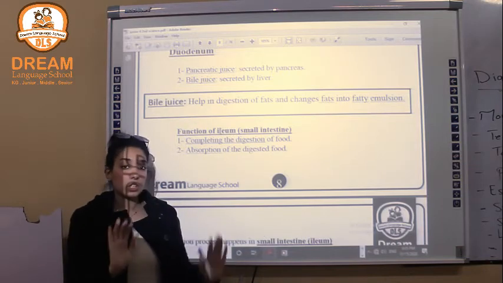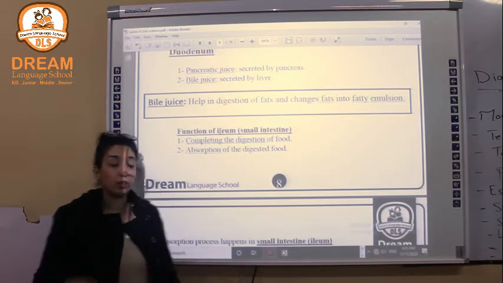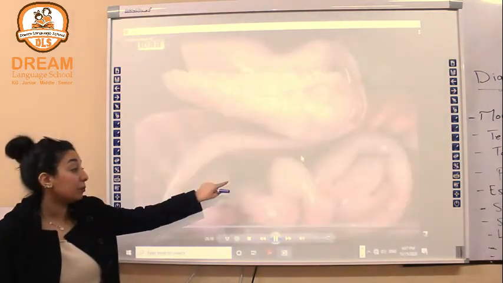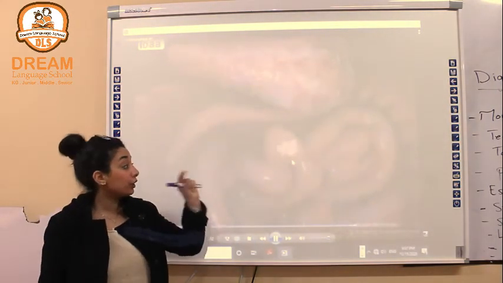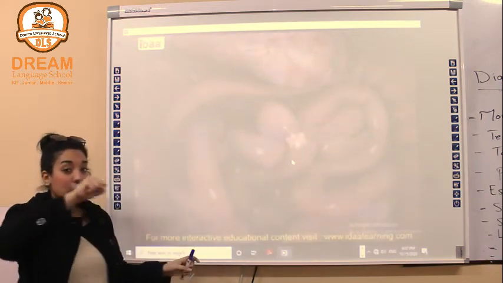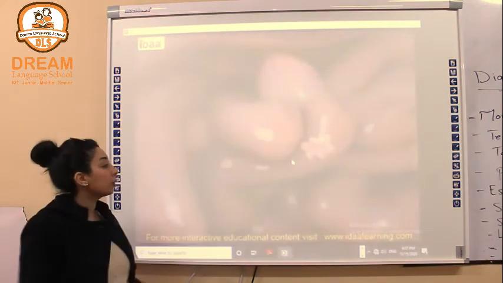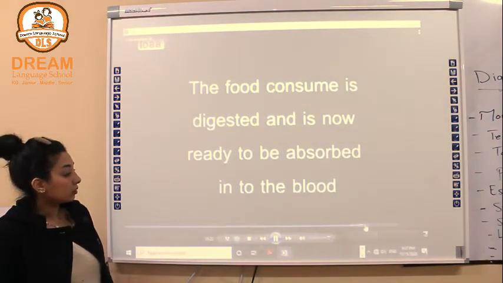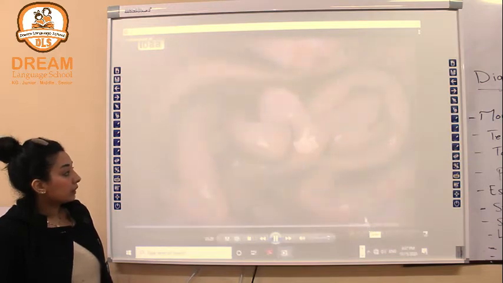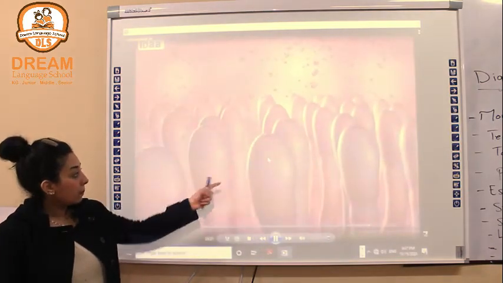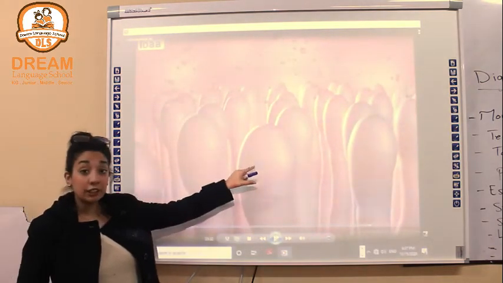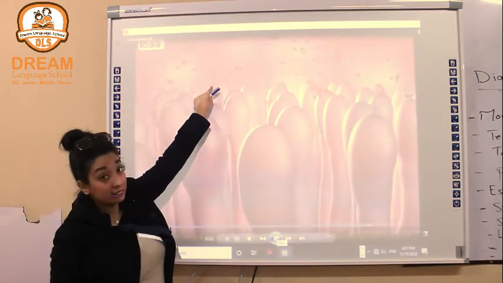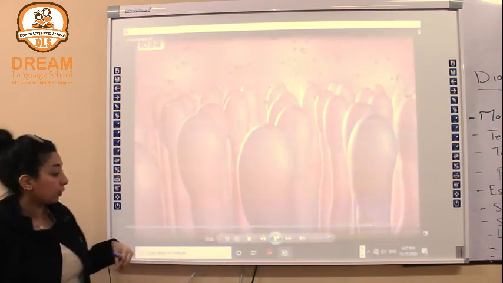Ileum, complete digestion. Incomplete in the stomach. Okay, so now the food is inside the ileum. Inside the ileum, you will see the villi take the digested food and give it to the blood. So this is the food consumed. Now the food here, this is the villi. So the villi is like the door that takes the absorbed food, the digested food. So this digested food will go to the villi.